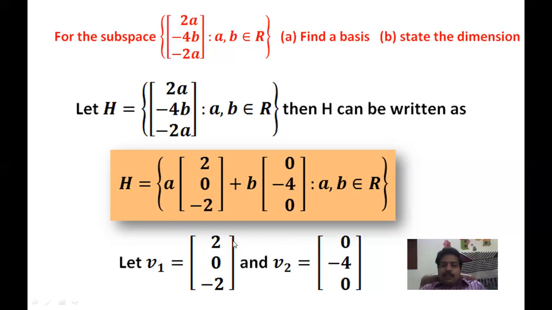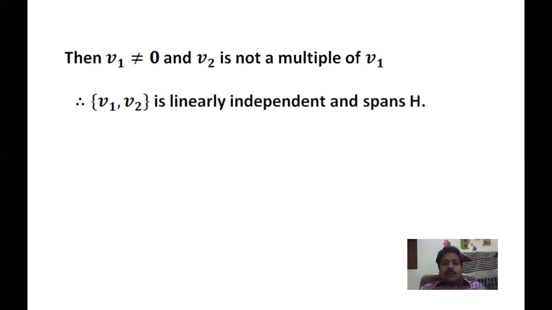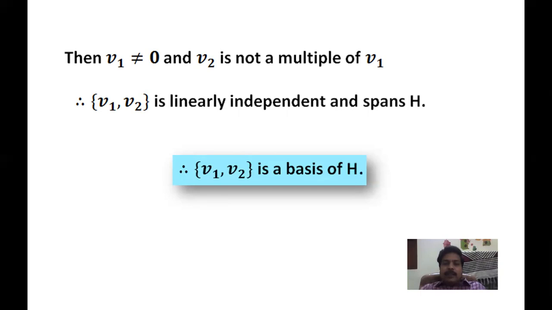But here you can observe that V1 is not a zero vector and V2 is not a multiple of V1. So you can't produce V2 by using V1. So these two are linearly independent and they can span the entire H. So V1 not equal to 0, V2 is not a multiple of V1, therefore V1, V2 is linearly independent and spans H. Therefore V1, V2 is a basis of H. So since there are only two vectors in the basis of H, we can conclude that the dimension of H is 2.